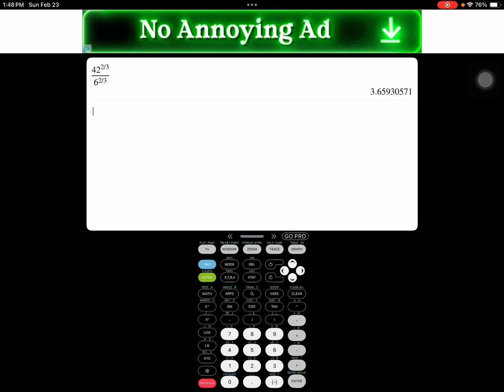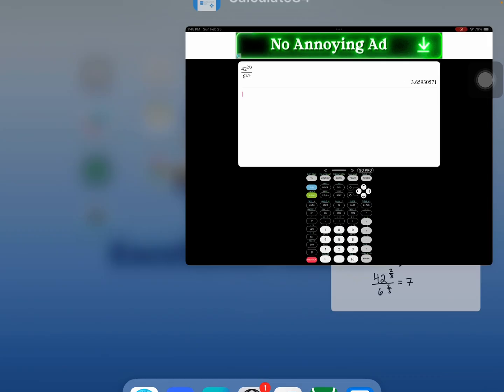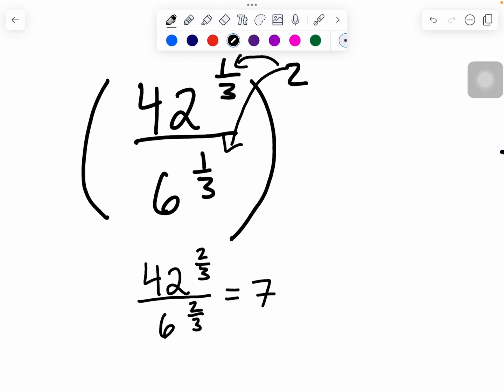And if we notice, that gives us a really, really nasty decimal. That's 3.659, and so on. So that is definitely not 7. Now, a lot of people, the reasoning for putting 7 was very good reasoning.